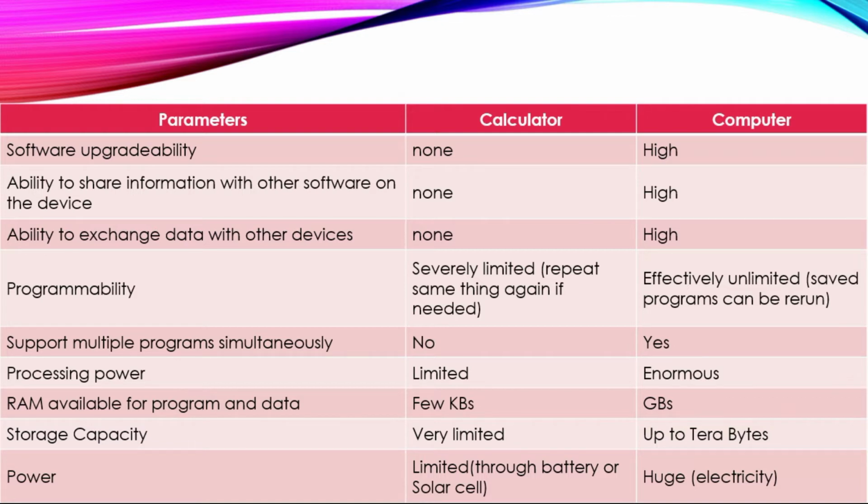RAM available for programming and data. Very few KBs are required with calculator, whereas RAM availability in computer is in GBs. Storage capacity is very limited in calculator. Storage capacity in computer is up to terabytes and more than that. Power, that is electricity, limited. Batteries or solar cell are more than enough. Whereas in computer, huge electricity is needed so that it can run the programs. So this was the comparison between calculator and the computer or the smart devices.